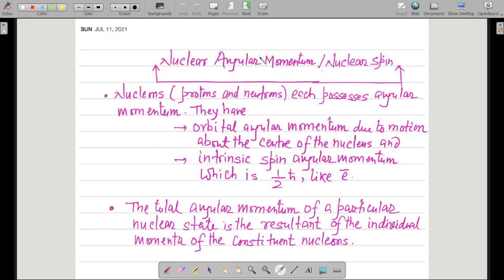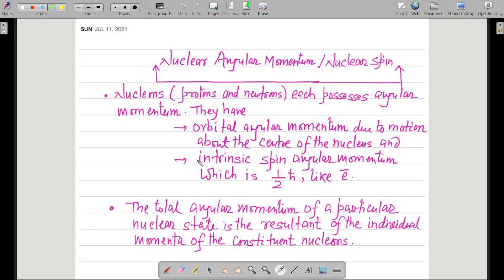Okay. Nuclear angular momentum, nuclear spin. We had already learned that protons and neutrons possess angular momentum. So they have orbital angular momentum due to motion about the center of the nucleus, and intrinsic spin angular momentum, which is half h cut, just like the electron. This is according to the classical model. We are treating the nucleus to be a classical entity. Only then can we say such things as orbital angular momentum and intrinsic spin angular momentum.